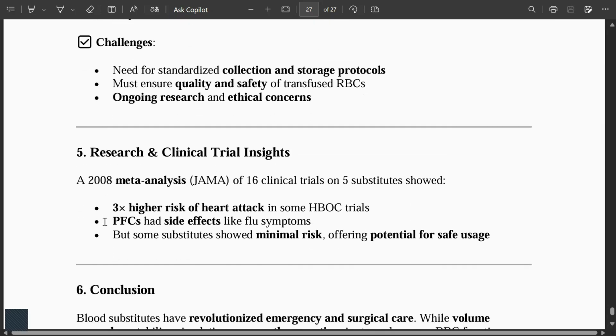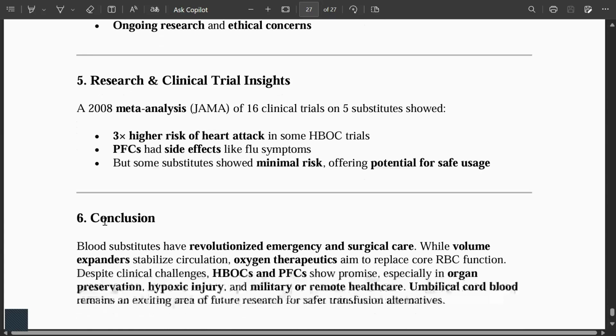Finally, research and clinical trial insights, where there was three times higher risk of heart attacks in some HBOC trials. Then PFCs have some side effects, but some substitutes show minimal risk and offer potential for safe usage.